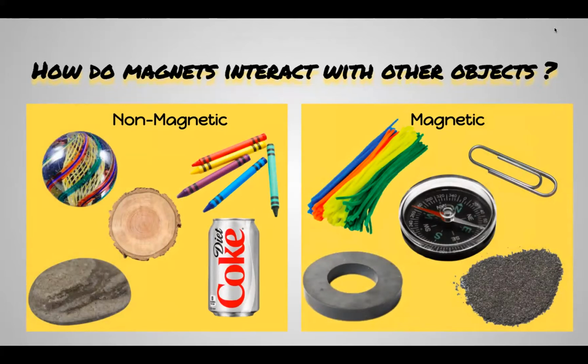So I won't be able to hear your answer, but I want you to tell a friend next to you, what is it that all those items that were magnetic have in common? What is it that they have in common that makes them magnetic? I'll give you a couple seconds to tell your friend.